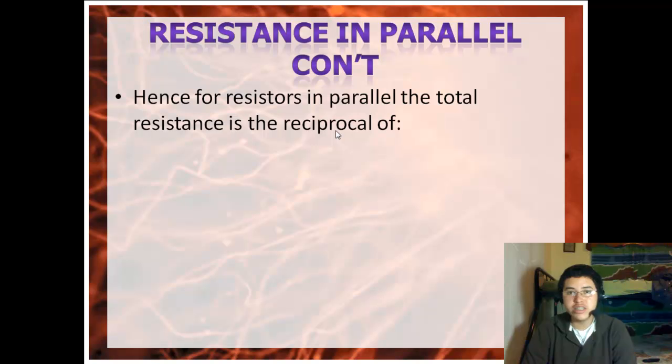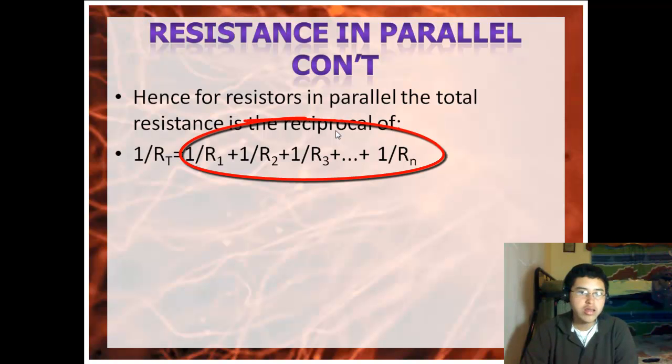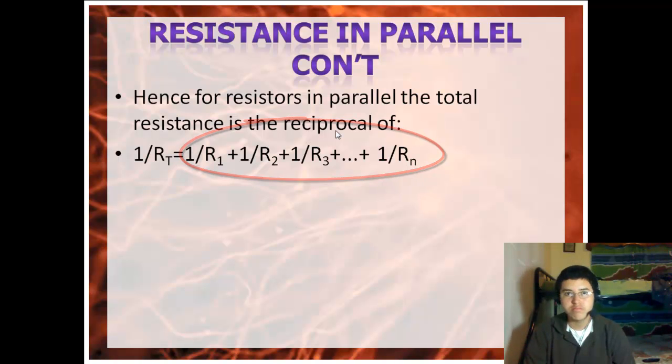Hence, for resistors in parallel, the total resistance is the reciprocal of 1 divided by the first resistance plus 1 divided by the second resistance plus 1 divided by the third resistance, for all the resistances present in the system.